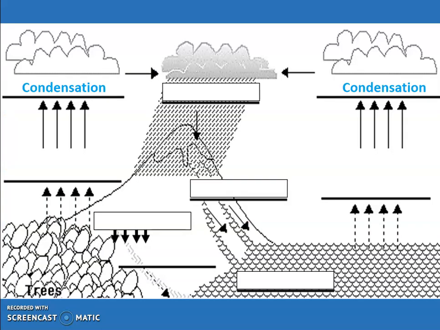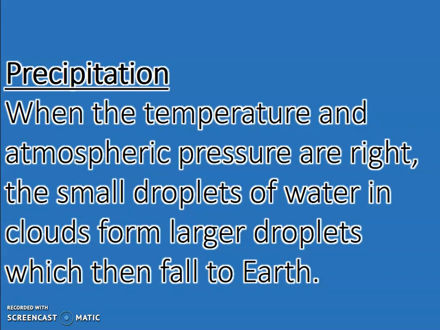Once we get enough of these molecules brought together, they start to get heavy, and eventually they want to fall back to the earth. And we call this process precipitation. Now, precipitation occurs in 4 different forms. Now, there are some varying types between these 4 forms, but the 4 main forms are rain, sleet, snow, and hail. So that is when precipitation is when the temperature and atmospheric pressure are right. The small droplets of water in clouds form larger droplets, which then fall to the earth.